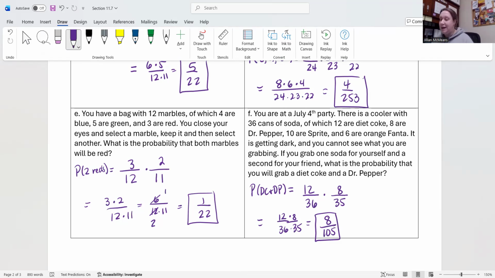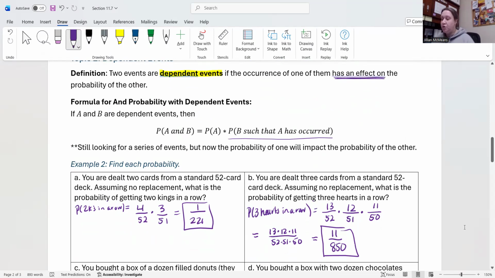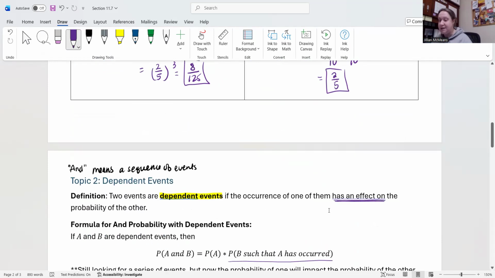Okay, so again, when you're dealing with dependent events, you look for the probability of the first times the probability of the second, assuming that the first changed the sample space for the second one. Okay, so that is dependent events.